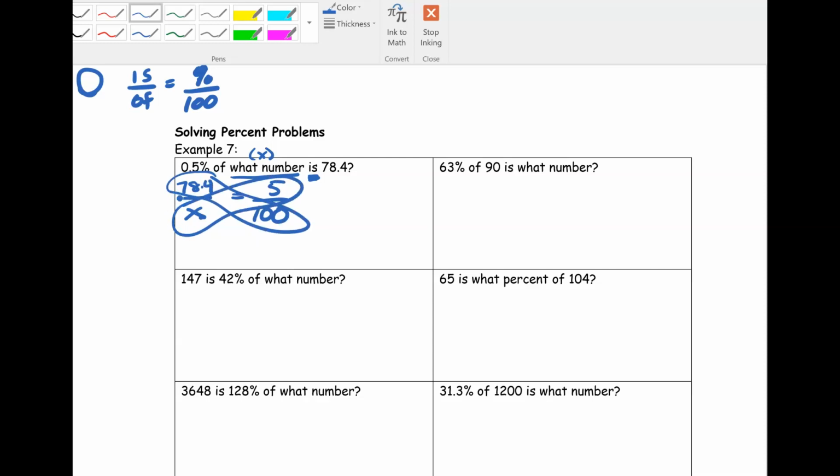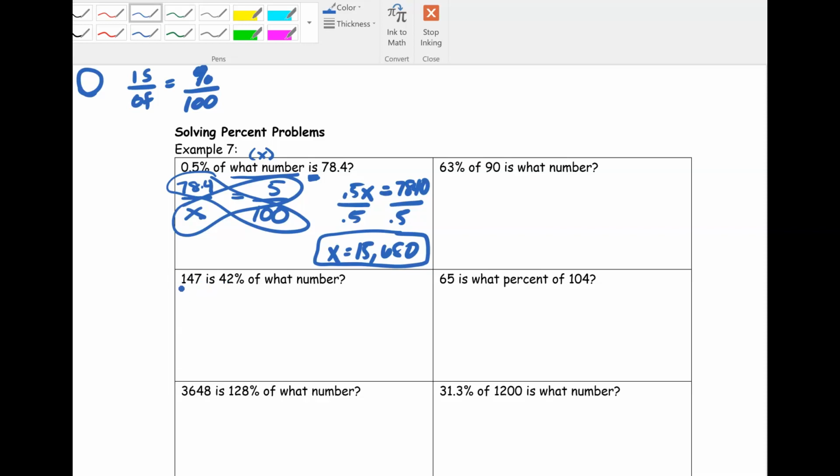So I multiply those 2 together, and I end up getting 0.5x equals 100 times 78.4. So 7840, divide both sides by 0.5, and I end up getting 15,680. Definitely take your calculator and do 78.4 divided by 15,680 and make sure you get 5 over 100, which is 0.5. So just double check.